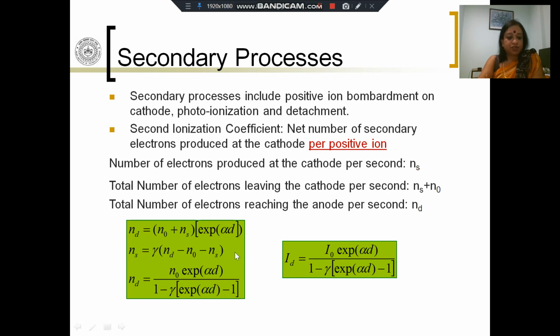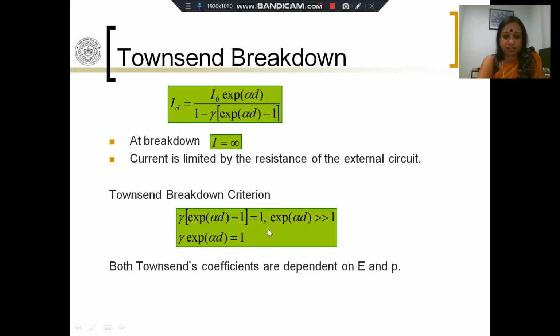So clubbing these two equations together, we have this expression for Nd, which is equal to N0 e to the power alpha d divided by 1 minus gamma into e to the power alpha d minus 1, which gives us an average current of I equal to I0 e to the power alpha d over 1 minus gamma into e to the power alpha d minus 1. So now we have revised our estimate of the number of electrons available at the anode, and it now depends on both alpha and gamma, the first and second ionization coefficients.